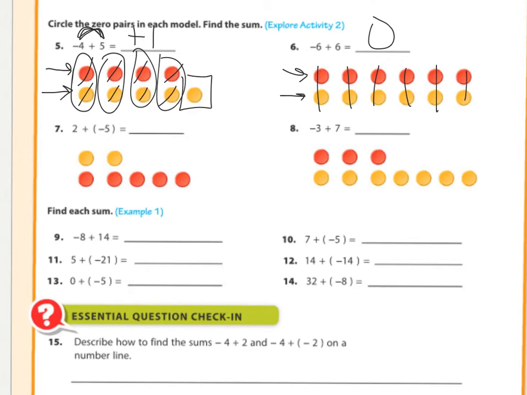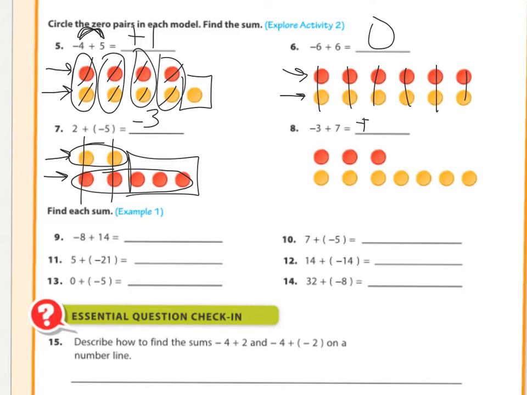Number 7, what do you have more of? Do you have more yellows or do you have more reds? You have more reds. That means you have more negatives. And how many more negatives do you have? 5 minus 2. Okay, let's match up our zero pairs. And that leaves us with 3 negatives. And then negative 3 plus 7, what do we have more of? We have more positives. How many more positives do we have? 7 minus 3 is 4. Now let's look at that. Is that true? This is what we have left. Yep, 4 positives. Okay, I want you to copy these down.